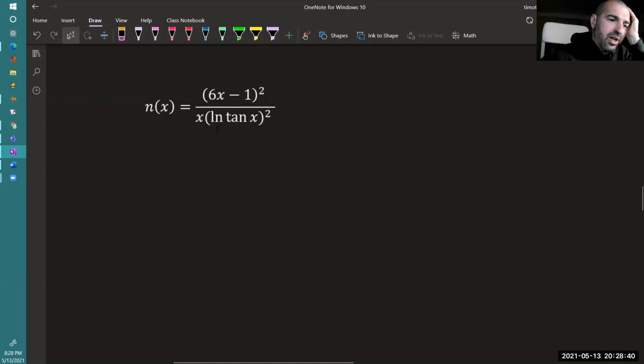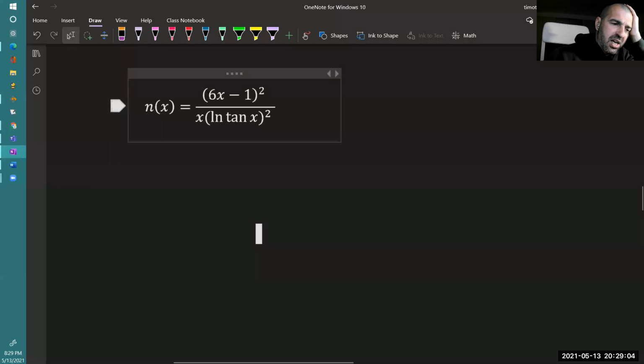Now, I've got the natural log of tangent of x with an x over here and a square. My gosh. So I think I'm going to use the quotient rule this time. I'm going to go for it. I'm going to go quotient rule. So I'm going to set this up. When I set up a quotient rule like this, this is a wild quotient rule, because there's all sorts of chain rules and product rules and things like that inside the quotient rule.